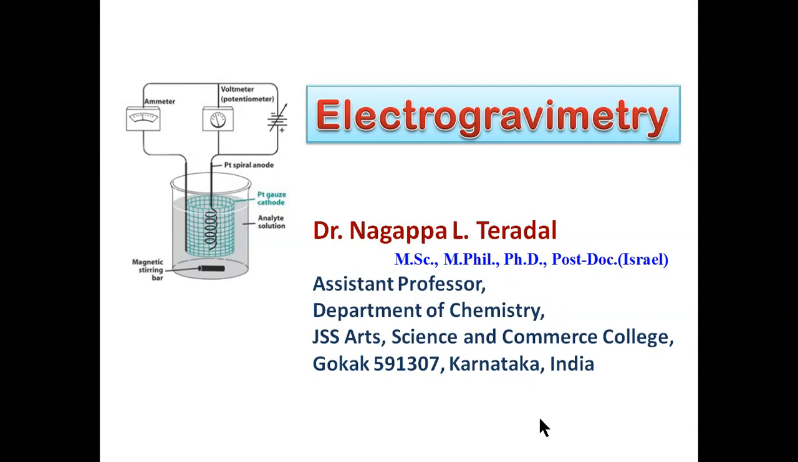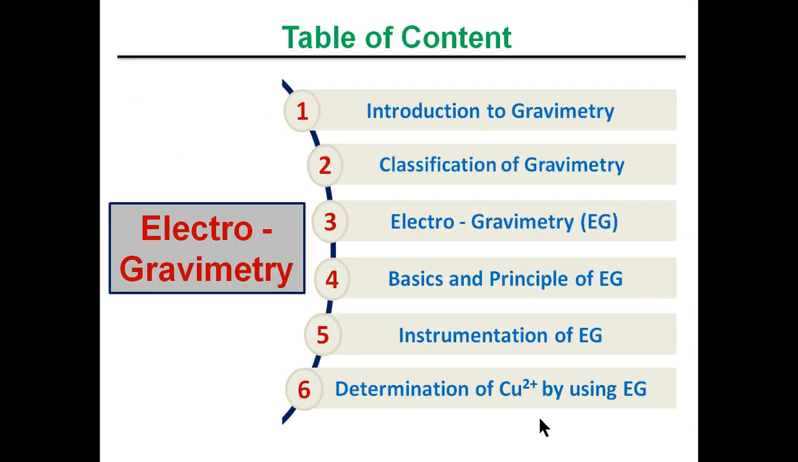So today's topic of discussion is the continuation of electrogravimetry. In the previous videos we have discussed the introduction to gravimetry and the classification of gravimetry. In the classification we have seen in detail studies about electrogravimetry, which is designated as EEG, and then we discussed the basics and principles of EEG. In today's discussion, we are going to see the instrumentation of electrogravimetry.